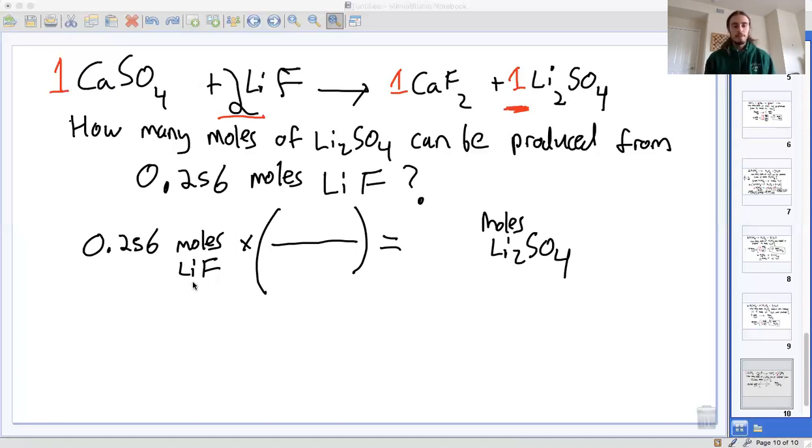And let's see, we want lithium fluoride to cancel, so I'll put that in the bottom here because it's in the top here. That'll cancel. And then I need lithium sulfate on the top. And then the coefficients go here. The coefficient for lithium sulfate, that's 1. That's going to be here. And the coefficient for lithium fluoride, that's 2. That's going to be here, right? So 0.256 times 1/2, that's going to be my answer, right? 0.128.